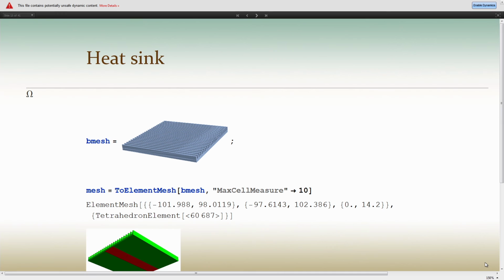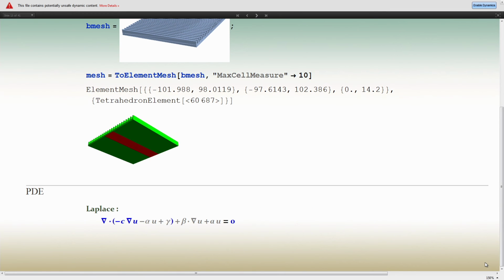Here's a 3D example. I'd like to model a heat sink. So that's the boundary mesh I have here. I've used a finite element specific tool to add specific markers here. So I have this red region and the green region. And those are useful when I want to specify boundary conditions, as I can say I want a specific boundary condition in this red region and in the green region. It makes it a bit easier sometimes to specify them in this way. We'll see that just now.